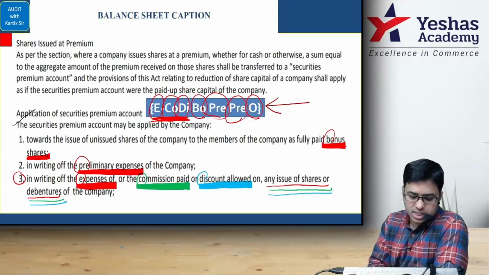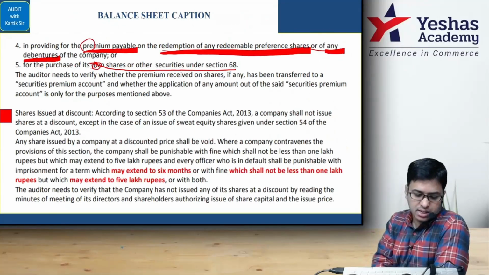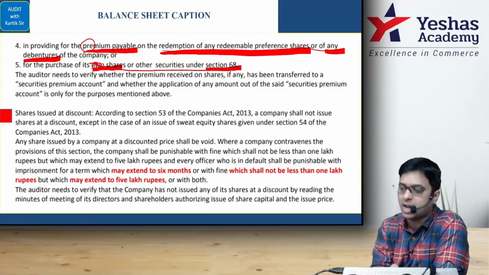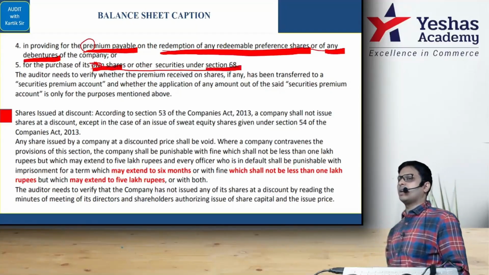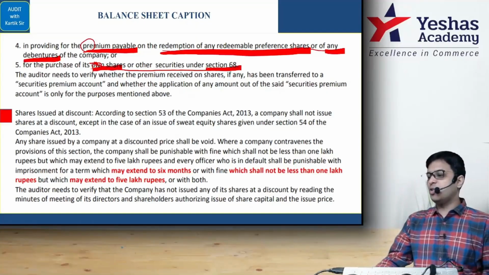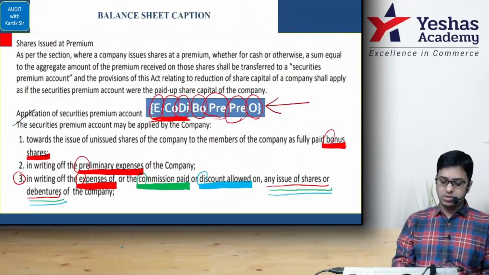Next, come to the next area. Pre, we have done both the areas. Now, O is very simple. Own shares bought back is buyback. Buyback you can do. Equodibo, pre, O. Write this code. Equodibo, pre.